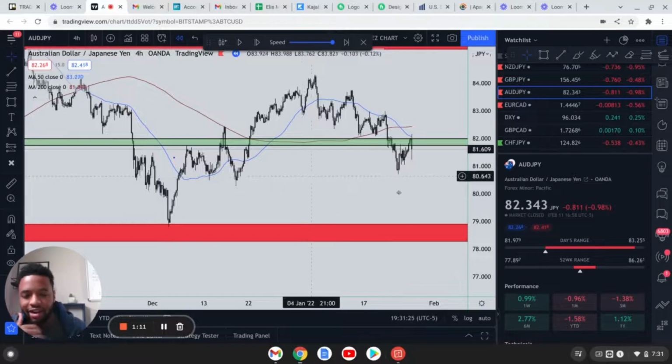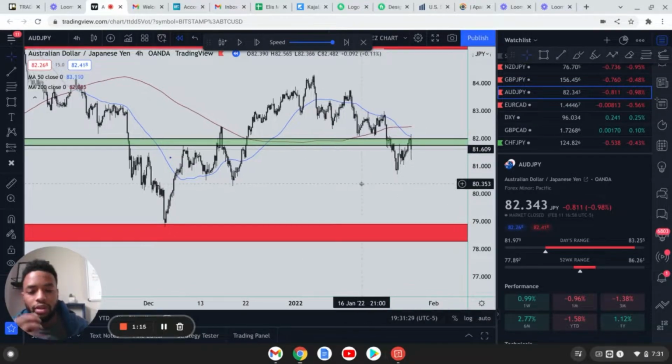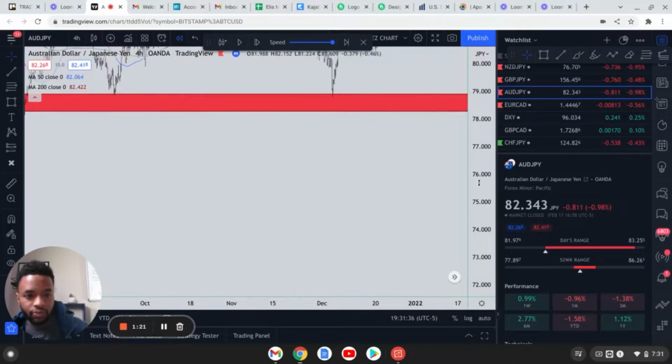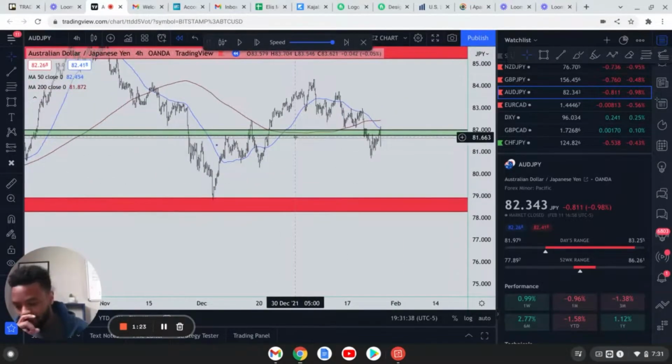Now, I don't just use that area. I'm going to use other things in conjunction with that area, right? What I also do is I'm always predicated on market structure. So the first thing I'm going to do is look at market structure, okay?